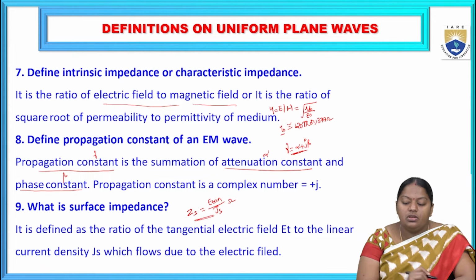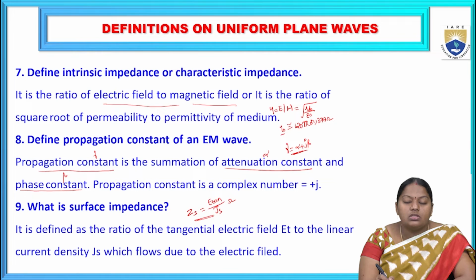If you substitute the free space permeability value as 4 pi into 10 power minus 7, and the permittivity of the free space medium as 8.854 into 10 power minus 12, then eta naught, the intrinsic impedance of the free space medium, is given by 120 pi ohms or 377 ohms.